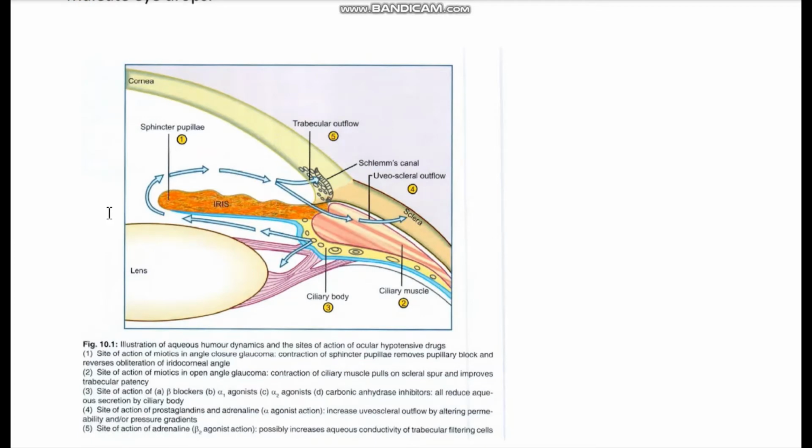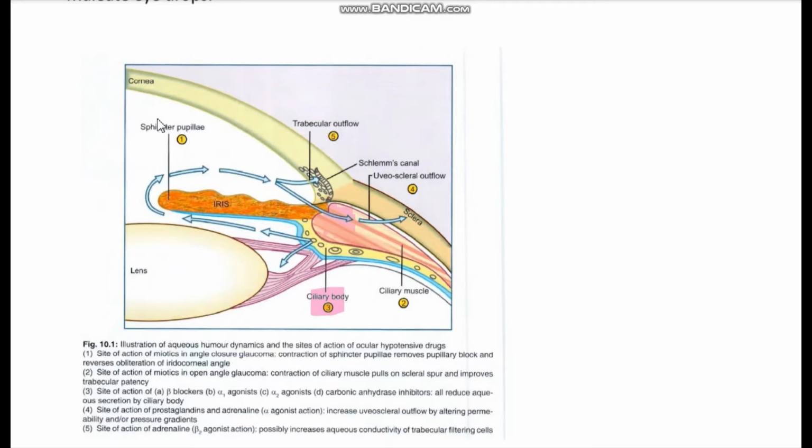It's from the KDT Essentials of Pharmacotherapy. You can see, I'll tell you about this area. Okay, what is this called? This is called the ciliary body. And the ciliary body is responsible for production of aqueous humor in the anterior chamber of the eye.